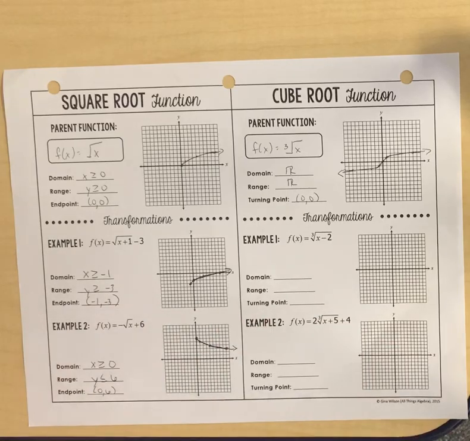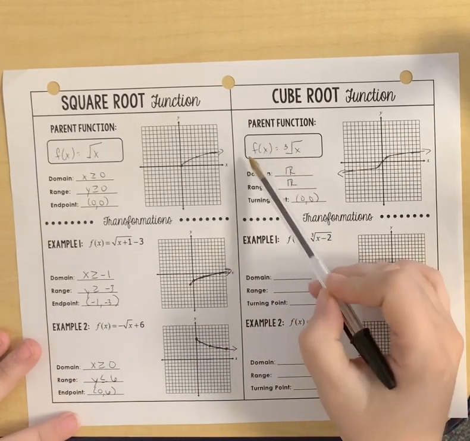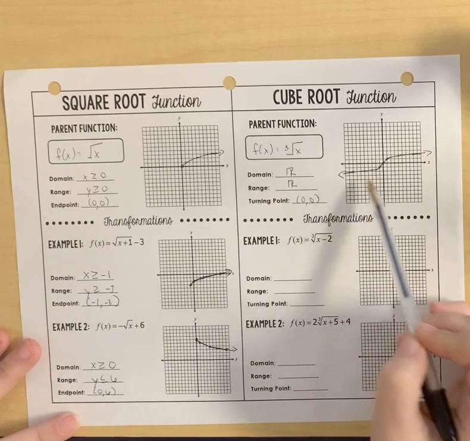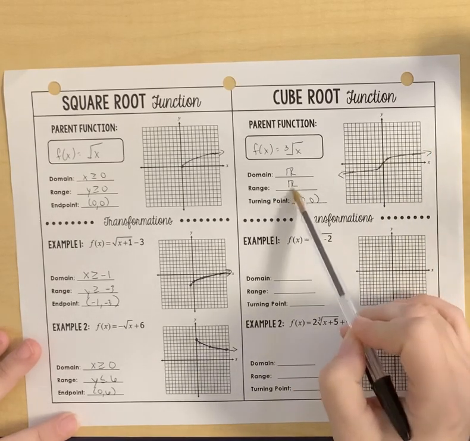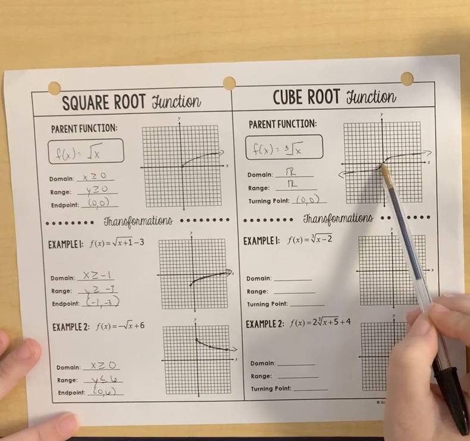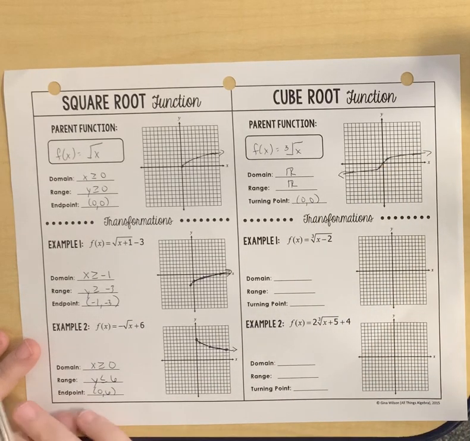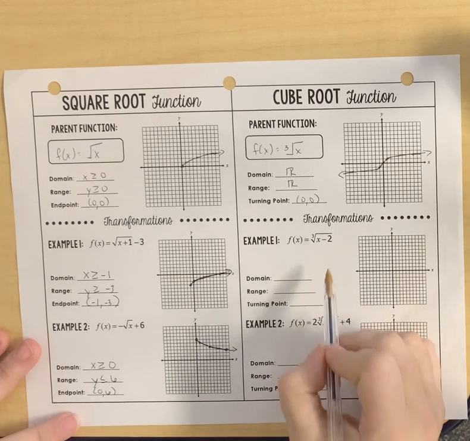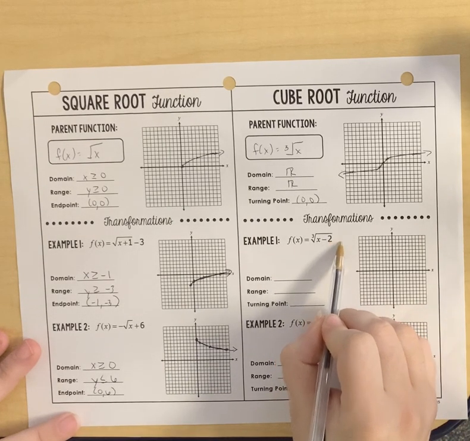All right, so then cube root functions. So the parent function is f of x equals the cube root of x. Looks like this. Our domain is all real numbers because it's in opposite directions. Our range is all real numbers, so it's down and up. Turning point is 0, 0. It's always that middle point. Okay, so our transformations here, so an example, our turning point is going to be 2, 0.